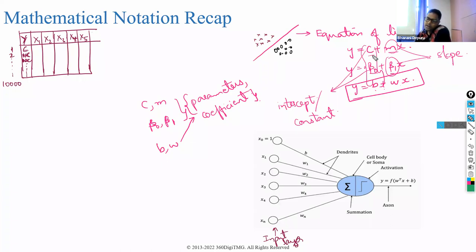And what is multiplied with C or beta naught or B? C or beta naught or B is multiplied with 1. If I multiply it with 1, it'll be C. If I multiply 1 with beta naught, I'll get beta naught. If I multiply 1 with B, I get B. Right? So that is the reason why you have 1 as an input here. And with a neural network, this B is given a special name called as bias, and W is called as weight. However, these put together are called as weights or parameters.